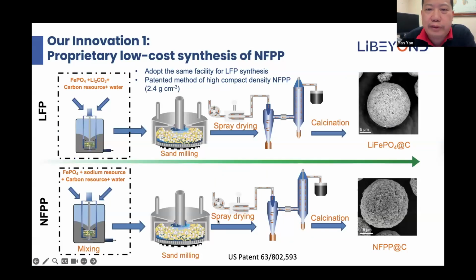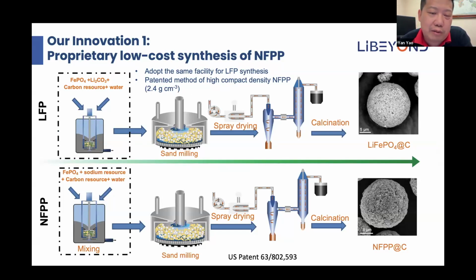So for the cathode materials, we call it NIPP. This is a material based on all abundant elements, such as sodium carbonate, iron phosphate, and carbon and water. They adopt the same facility used for the manufacturing of LFP. Last year, the global LFP manufacturing was about 2 million metric tons. So we can use the same facility to scale this material.